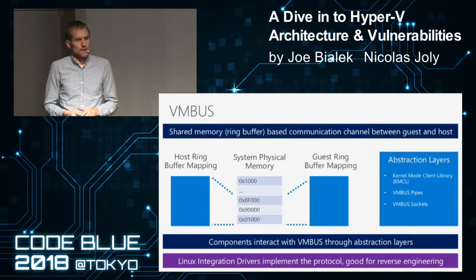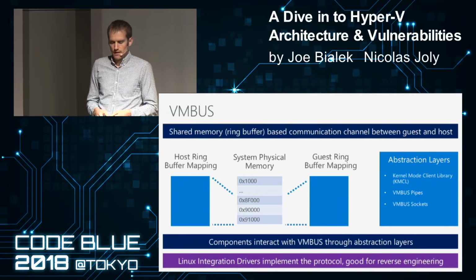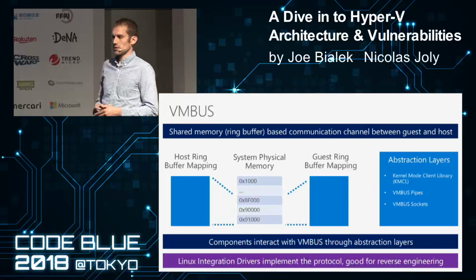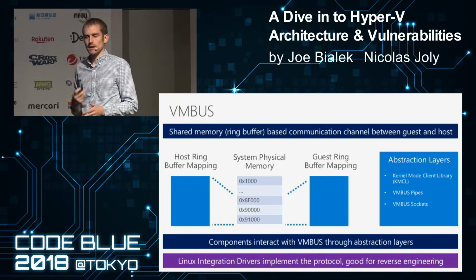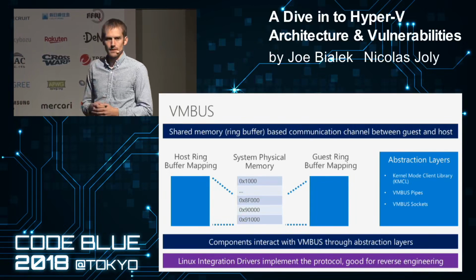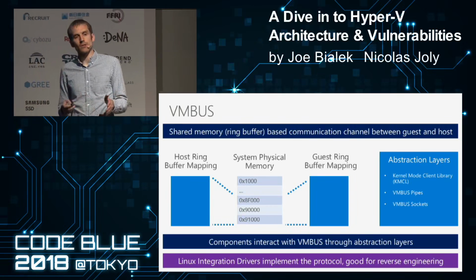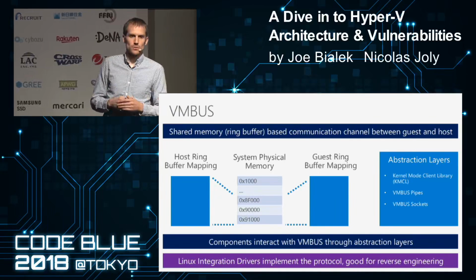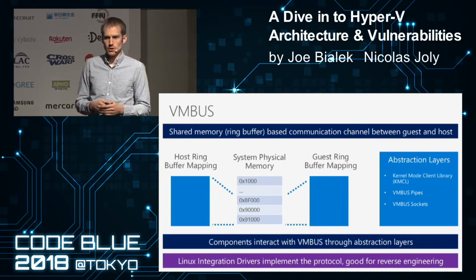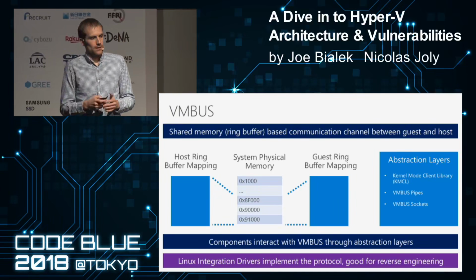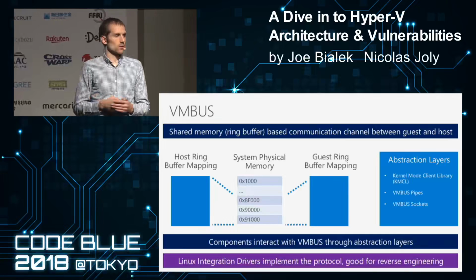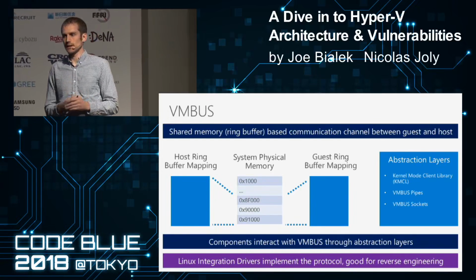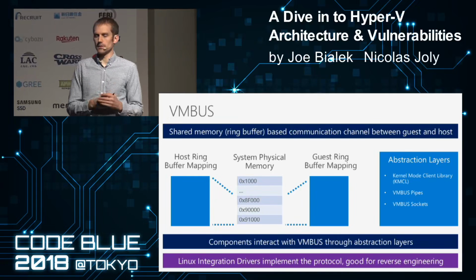Okay, so let's talk about the VM bus just a little bit. VM bus is a super high-speed communication channel between the guests and the hosts, and it works using shared memory. Now, the host never actually interacts with the VM bus directly. It always interacts with the VM bus through abstraction layers. From a high level, the way that this system works is the host will make what we call a channel offer to the guest, a VM bus channel offer.